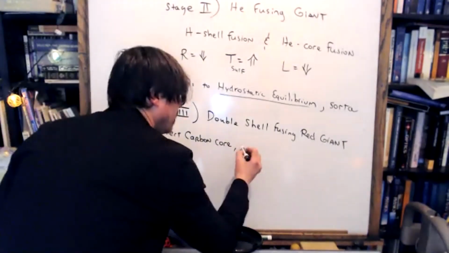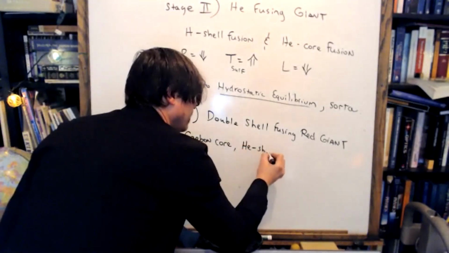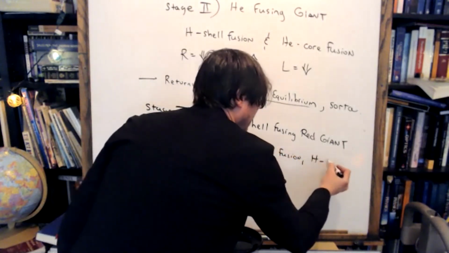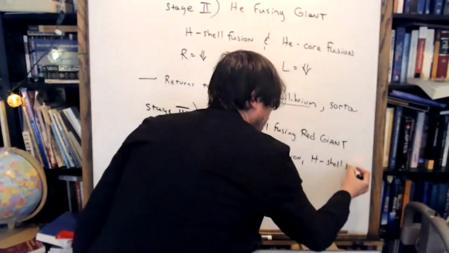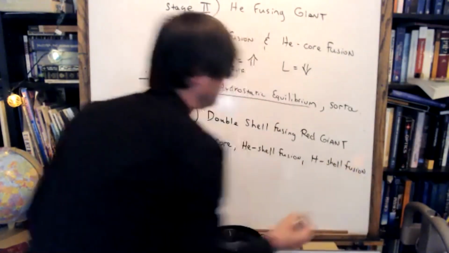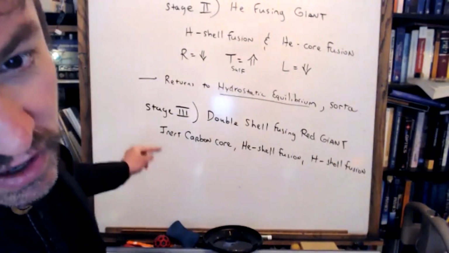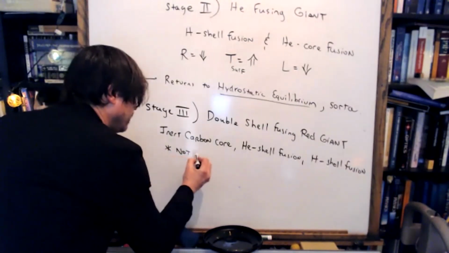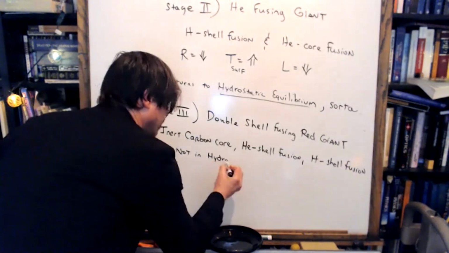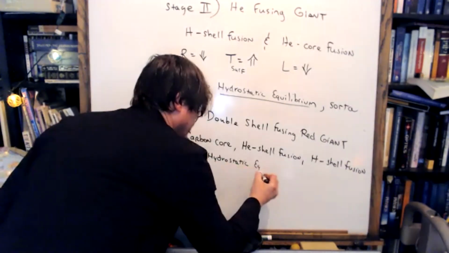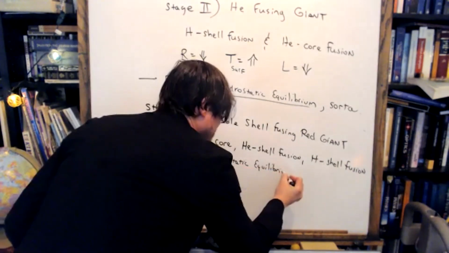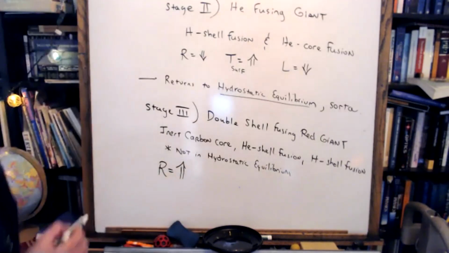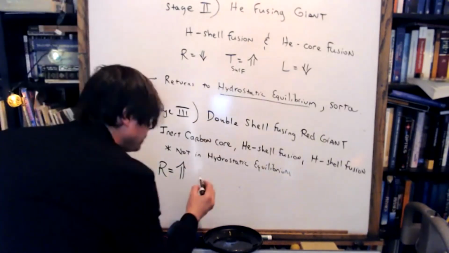We have helium shell fusion stacked on top of hydrogen shell fusion. Make a note to self, this star is not in hydrostatic equilibrium. Not in hydrostatic equilibrium. In other words, the outer radius of the star goes up and it basically never stops growing.